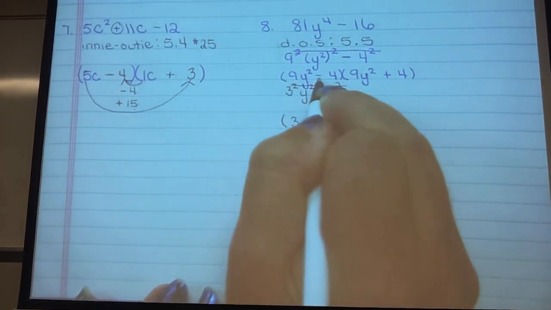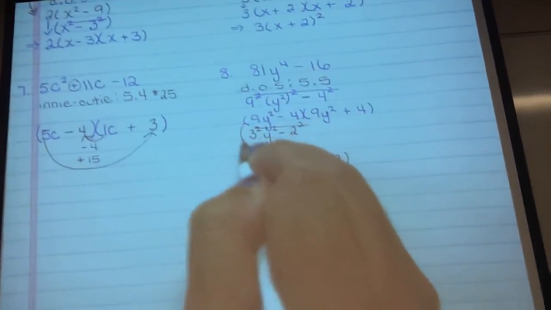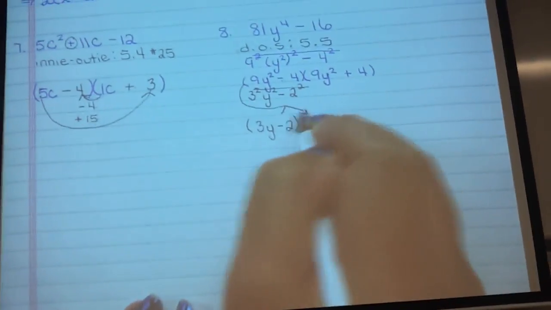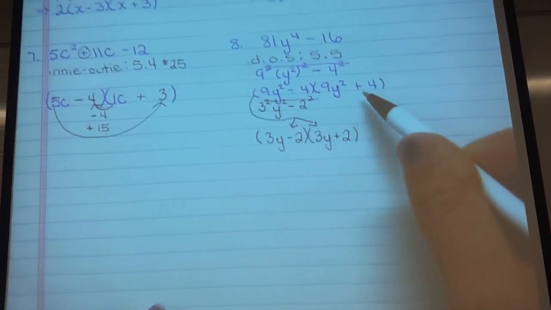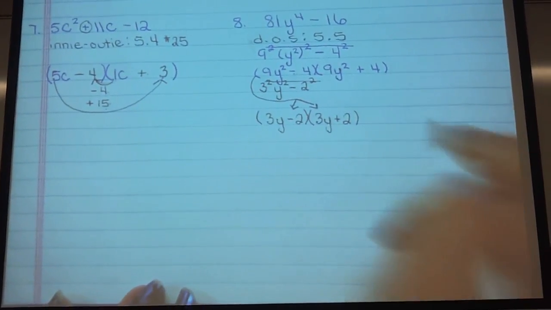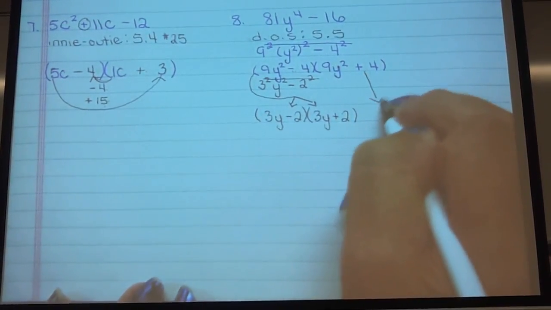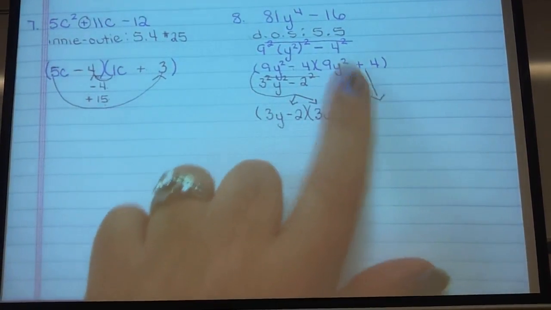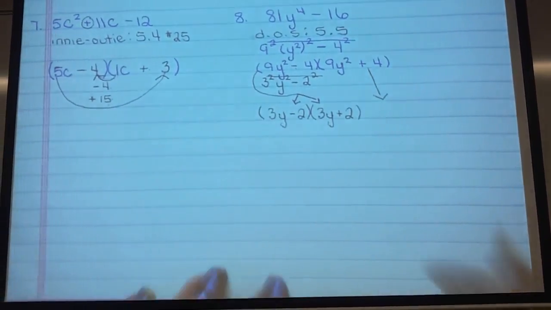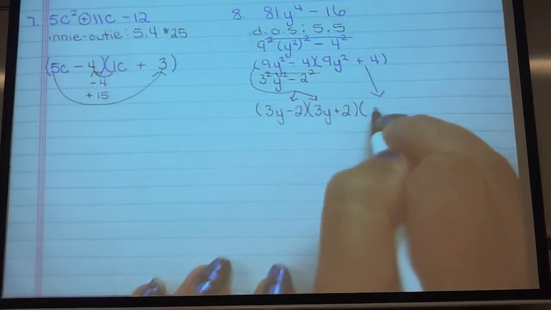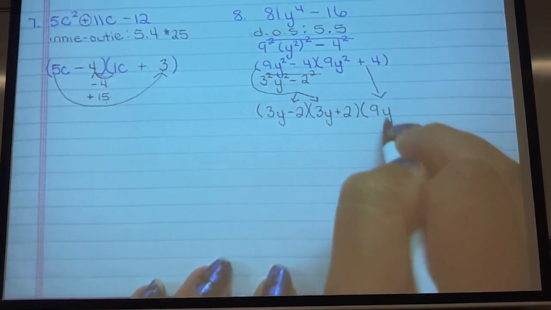So that was just breaking this first one down. This first set of parentheses broke down to 2 more pieces. What do you do with this one? Nothing, you just drop it down. You cannot do difference of squares if there's a plus sign. That is a no-no. So we can't do anything with it, so you're just going to drop it down.